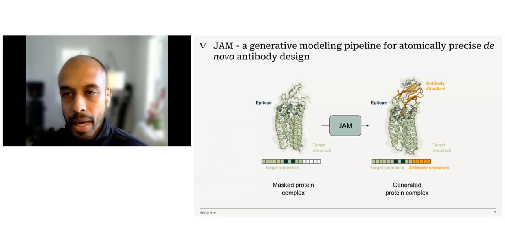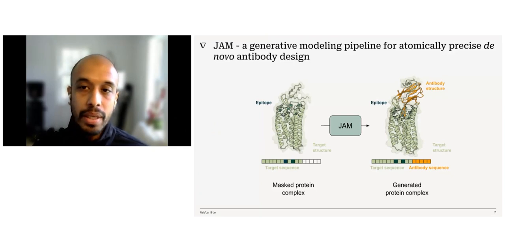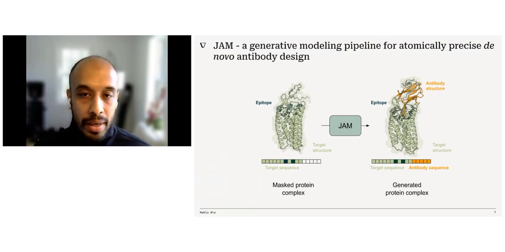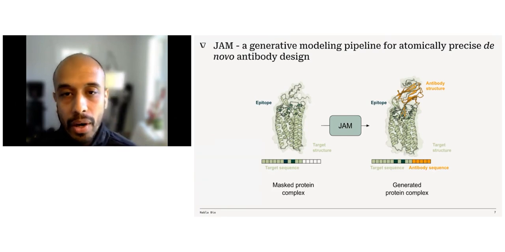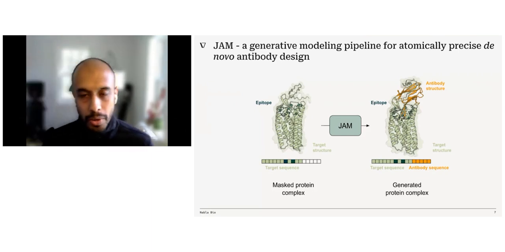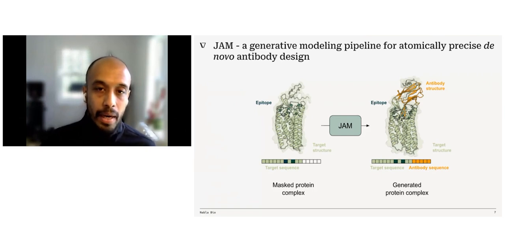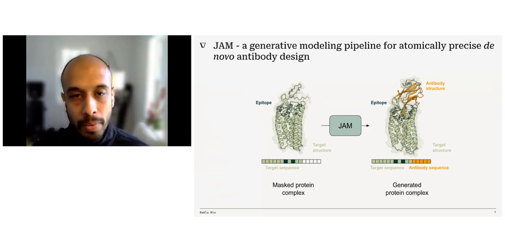design. Basically what I mean is, given just the target sequence and potentially the structure of the target, and without providing information of any known antibody binders, can we generate a new antibody structure and sequence completely from scratch to bind that target protein, ideally at a specified location on that target? So JAM is a generative modeling system that we've developed that allows us to achieve this goal.